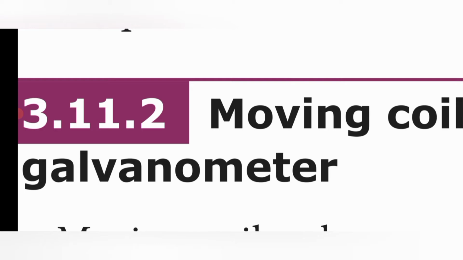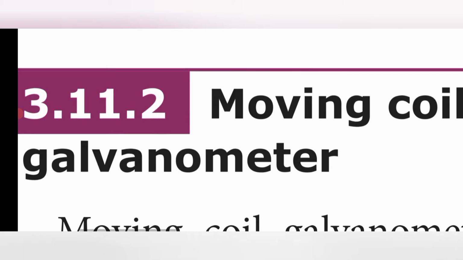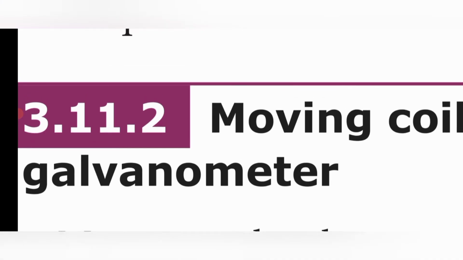That is also one of the devices used to measure current. When there is a small amount of current in the circuit, it is measured by what is called a galvanometer. That galvanometer works on the principle of a moving coil. Yesterday I discussed the torque present on a current carrying conductor. That is the same principle we are using in this moving coil galvanometer.